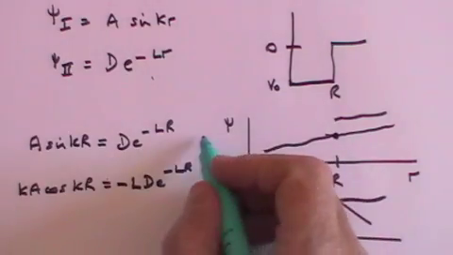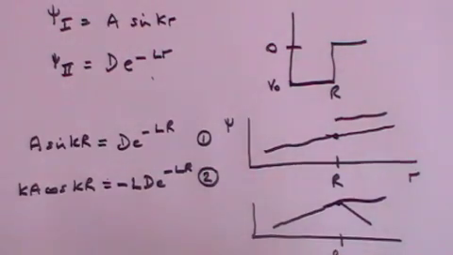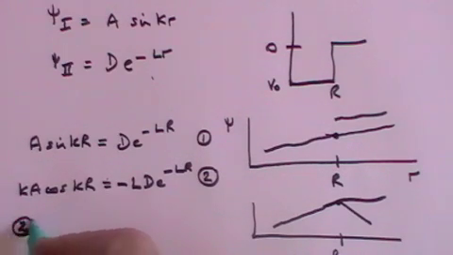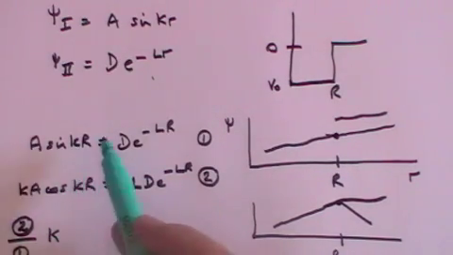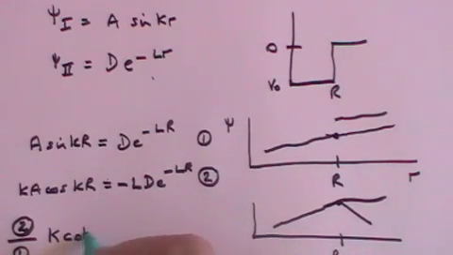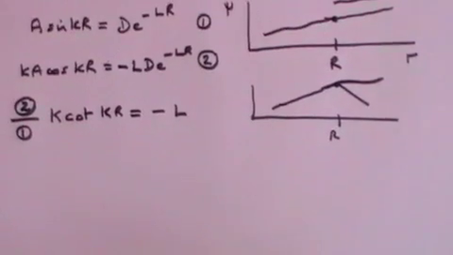I'll call this equation 1, I'll call this equation 2, and what I'm going to do is to divide equation 2 by equation 1. So let's take the left-hand side. This divided by this is going to be, well, the A's are going to cancel, so that's just going to give me K times cosine of KR divided by sine of KR, which is the cotangent of KR. And on the right-hand side, this divided by this, well, that's just going to give me minus L. So that was fairly straightforward.